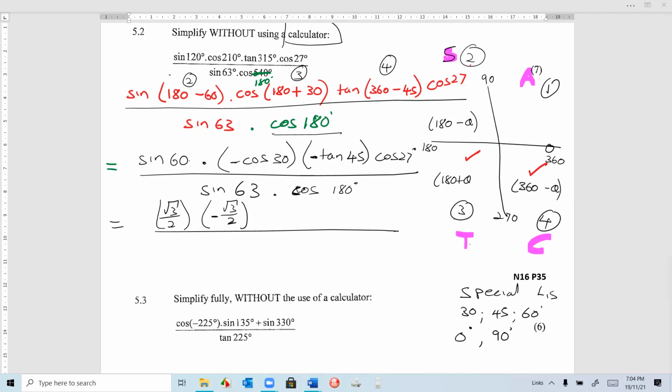Now, if we go to the next one, minus tan 45. What is tan 45? 1, sir. All right. Now, we got cos 27, which is not a special angle, so I'm just bringing it down for now. And then at the bottom, we got sine 63, which is not a special angle. But now let's deal with cos 180. Type it in your calculator. What is cos 180? -1, sir. Negative 1.